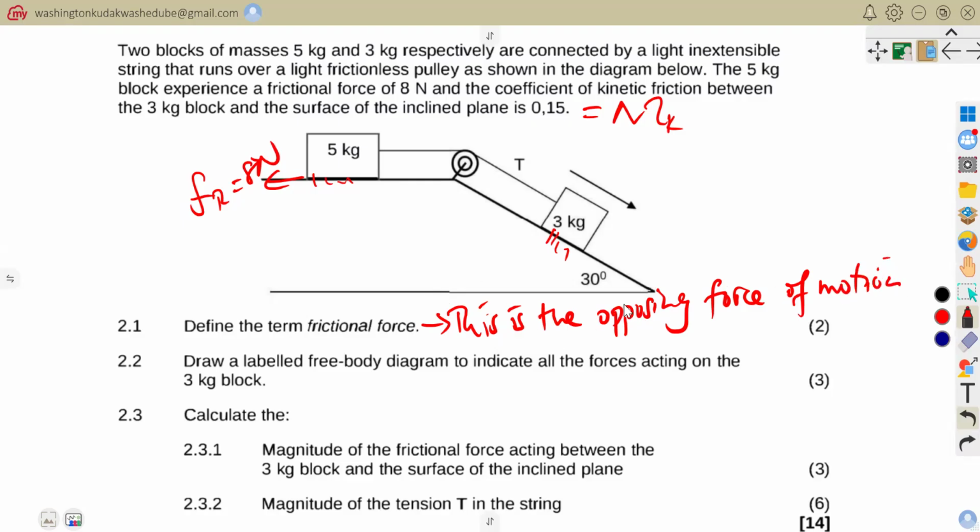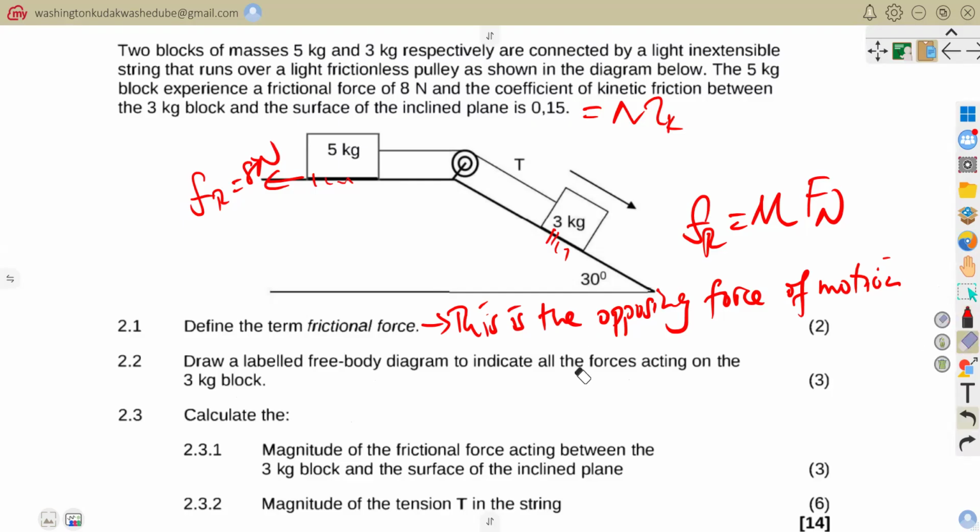In our first video, we defined all types of forces, and we said that the frictional force is the force that opposes motion. So the opposing force of motion is our frictional force. Now, this opposing force, we know, can be given by mu times our normal force. Now they're saying draw a labeled free body diagram to indicate all the forces acting on the 3 kg block.